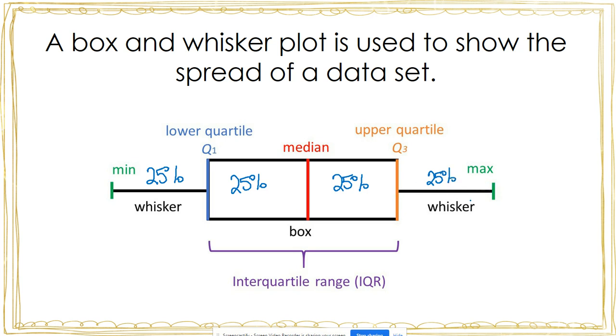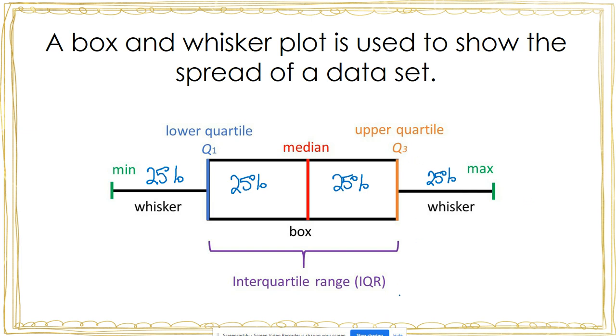I can look at this and I can say, how many numbers or what percentage of numbers in your data set are greater than your median? Since my median is right here, I know that 25% is greater and another 25% is greater, so 50% of the numbers in my data set would be greater than the median.